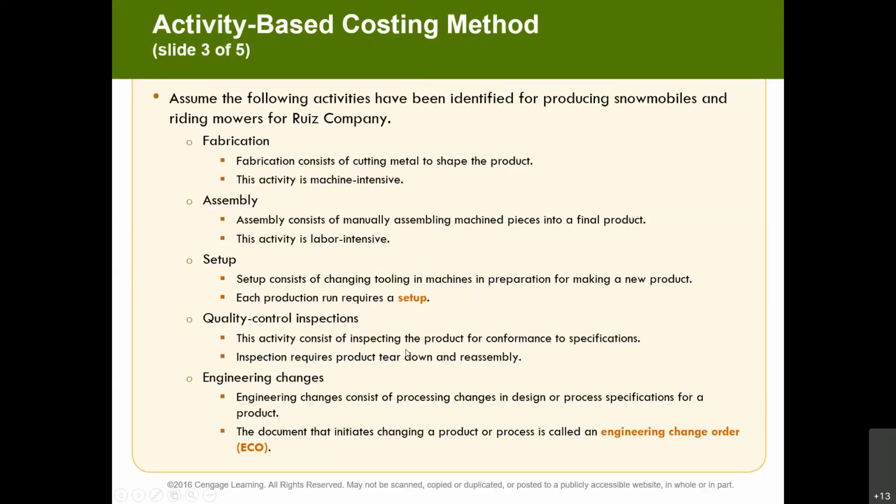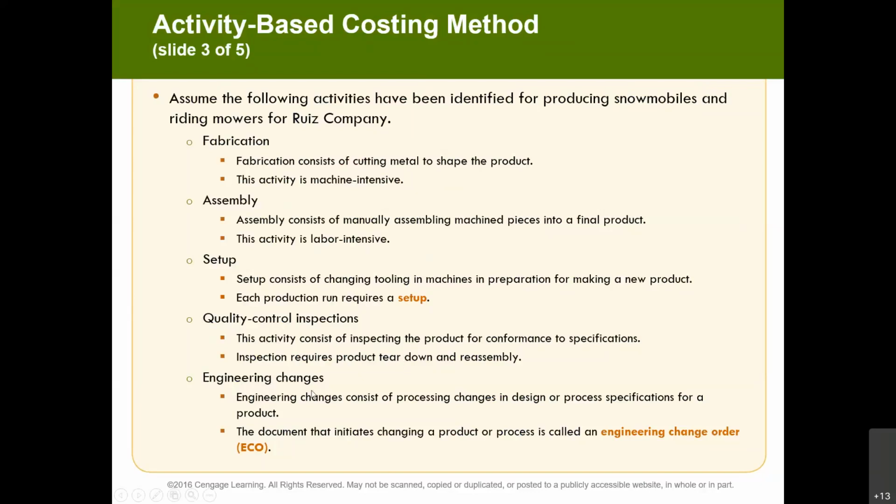This is kind of like, every 100 units, we would do a quality control. And in quality control, we disassemble the product and reassemble it to verify that the specs of production are in spec. And so the activity base here would be the number of inspections.